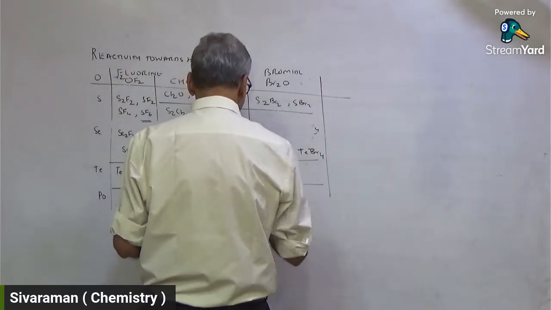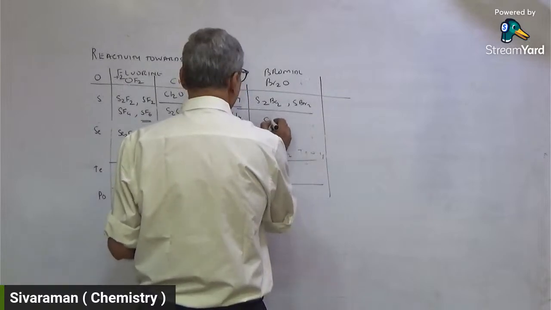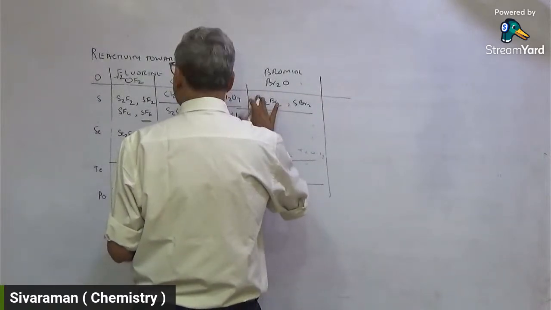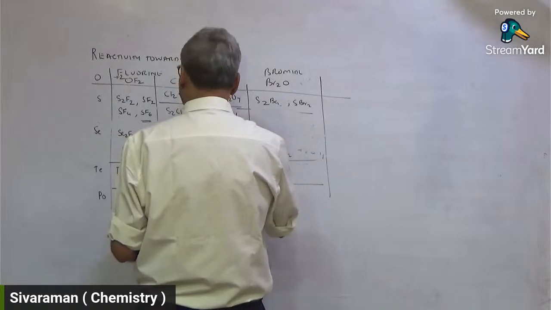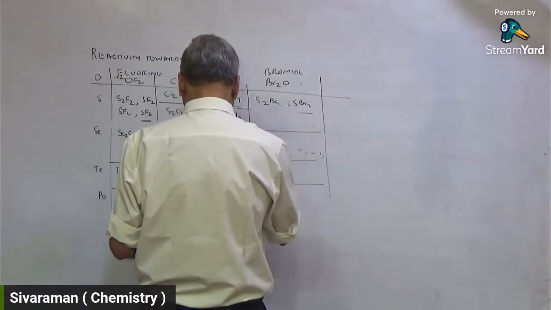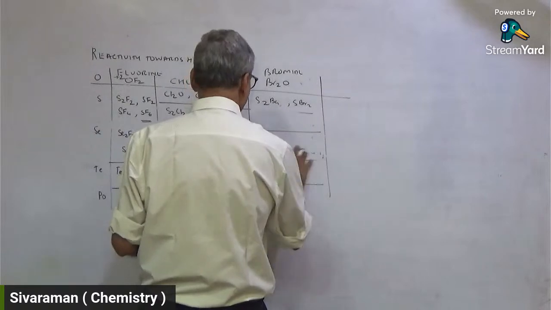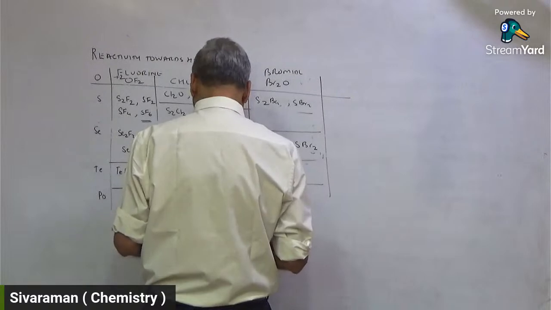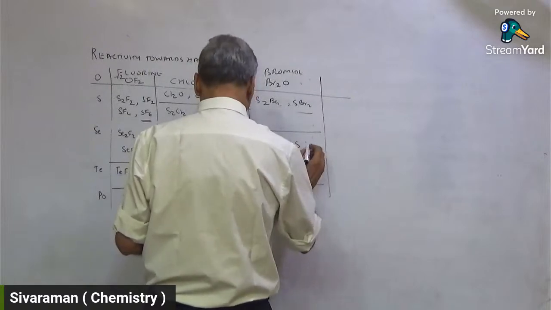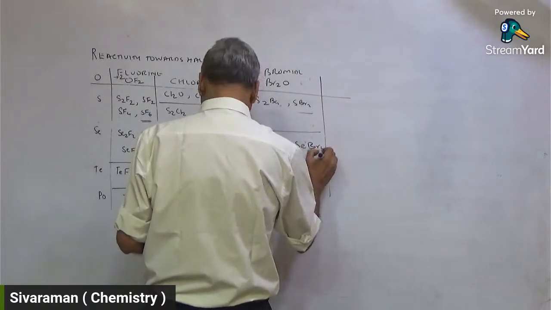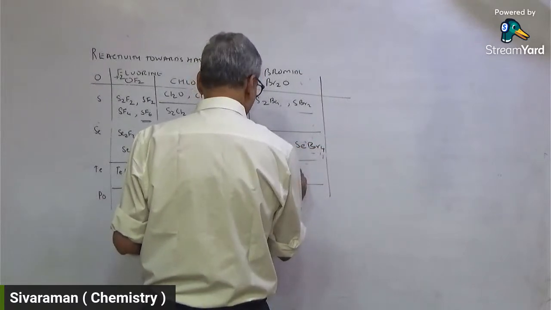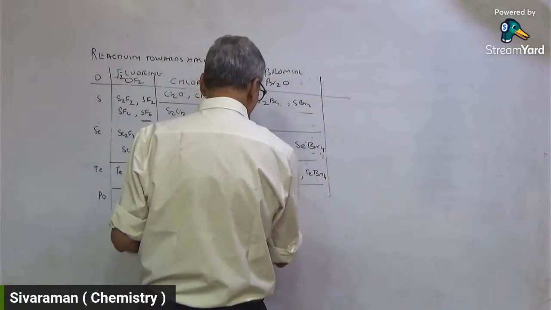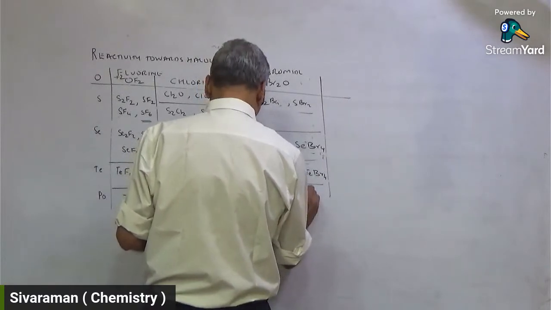Wait a minute, I made a mistake. Sulfur dibromide, S2Br2. Oh yeah. This was oxygen, then sulfur would have been here, then selenium. So selenium would be selenium dibromide, and we'll have selenium monobromide, selenium tetrabromide, then tellurium dibromide and tellurium tetrabromide, polonium dibromide and polonium tetrabromide.